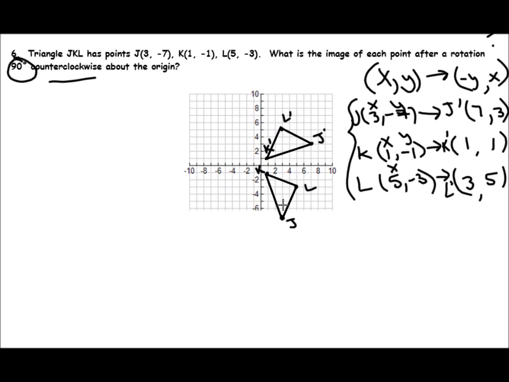Okay, and the pre-image is JKL in the fourth quadrant, rotated 90 degrees, gives us J prime, K prime, L prime in the first quadrant.